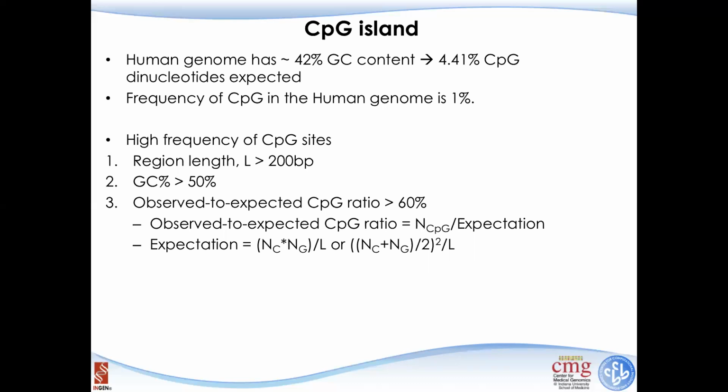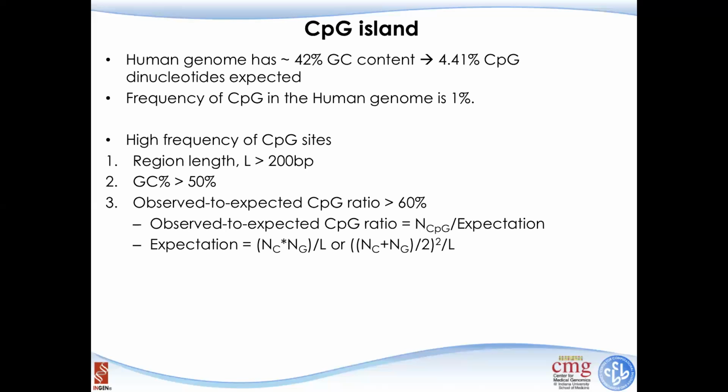However, in some areas, especially in promoter regions, we can find a high frequency of CpG sites, which we call a CpG island. How can we determine whether a region is a CpG island or not? There are three criteria we use. The first one is the region length. We want the region to be big enough, not only one or two CpG sites, at least about 200 base pairs. Also, GC content should be larger than 50%, and the observed to expected CpG ratio should be greater than 60%.